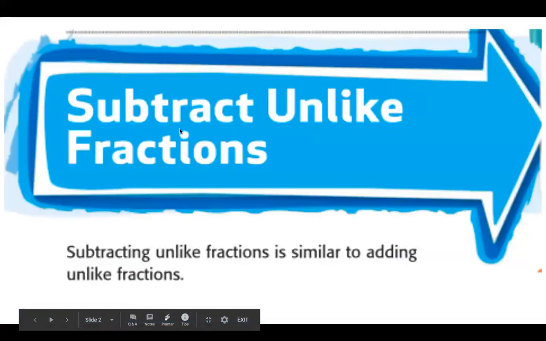So just a reminder, we're subtracting unlike fractions, and like I just said, subtracting unlike fractions is similar to adding unlike fractions. So we're going to use all those tools we used for lesson 5 in today's lesson.